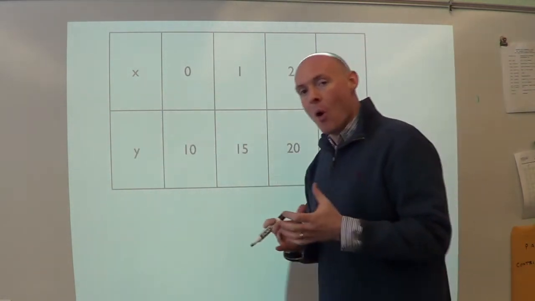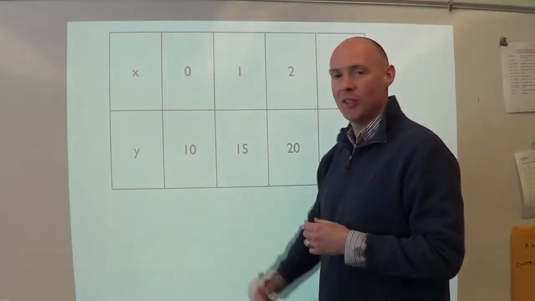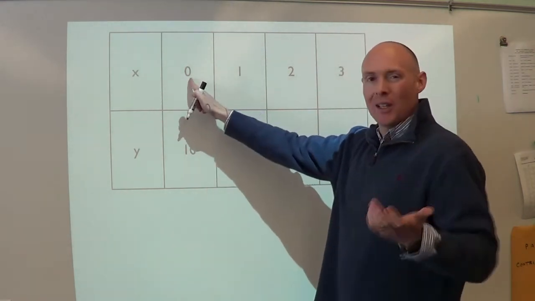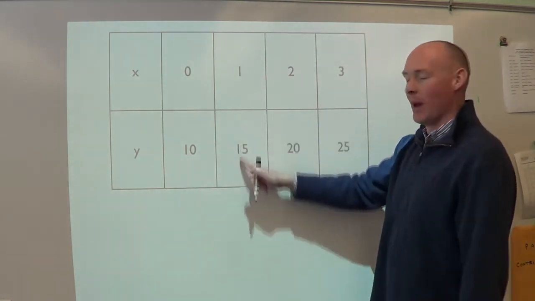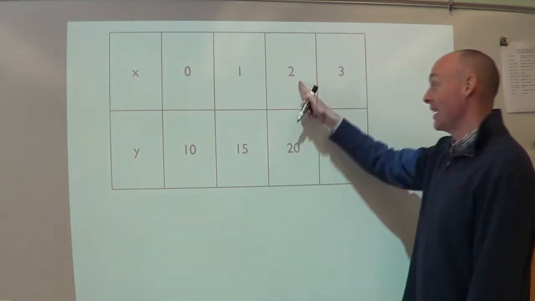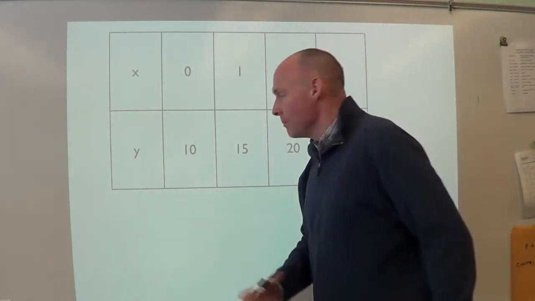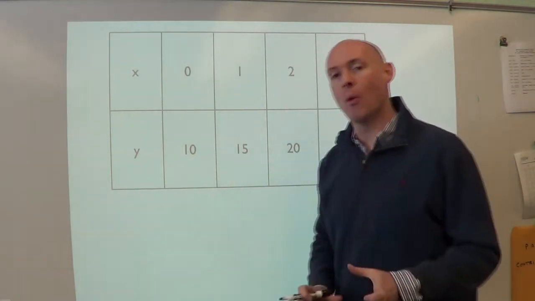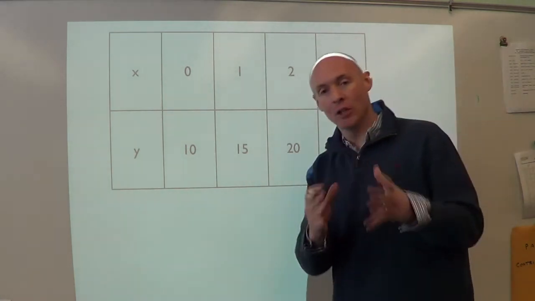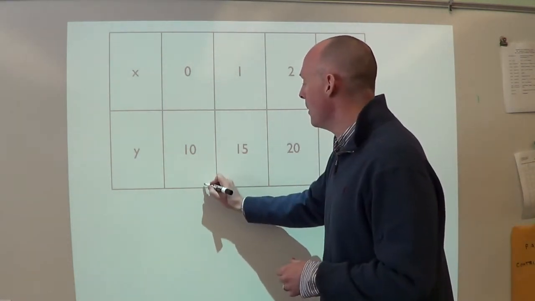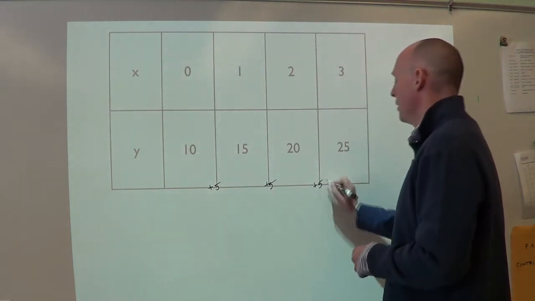So we need to figure out, what is that function? What is going on to get from 0 to 10? So first you might look at it and say, oh, 0 plus 10 is 10. But is 1 plus 10 15? Is 2 plus 10 20? Nope, it's not. It's a little bit deeper than that. So let's see if we can figure out a pattern with our y's. I see 10, 15, 20, 25. Now looking at it, you could tell that it is going plus 5. Plus 5. Plus 5.